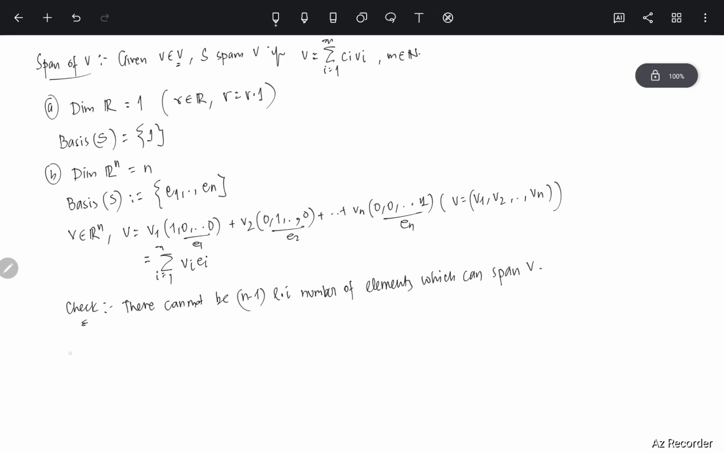Similarly, please check that the dimension of Pn of R is going to be n plus 1. And why is that?